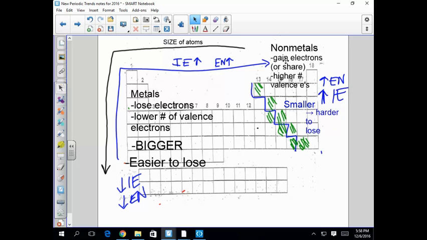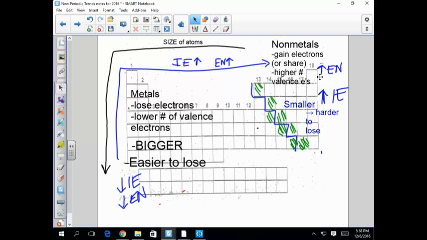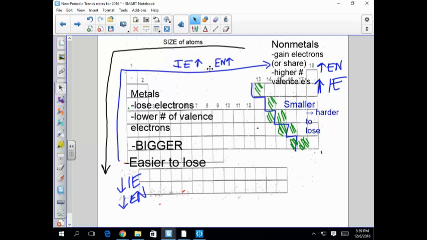But non-metals are going to gain electrons or even share to make covalent bonds, and that's due to their high number of valence electrons. They want to get up to the 8. And they have high electronegativity. That's that desire for more electrons when they bond. That's what electronegativity is. And they also have a high ionization energy because they are not wanting to lose. They have really high energy. So these two trends go together.